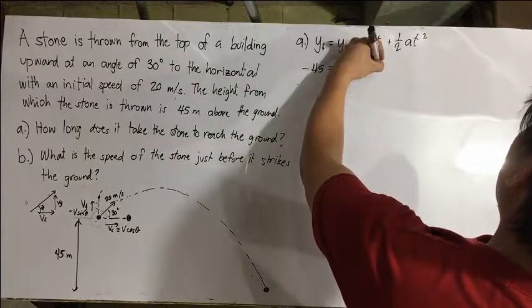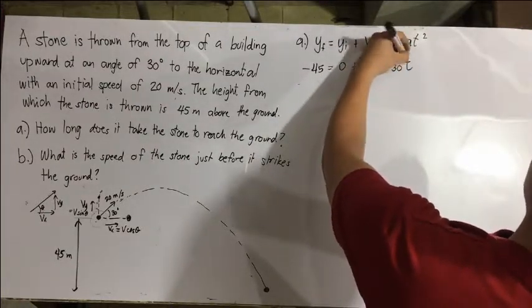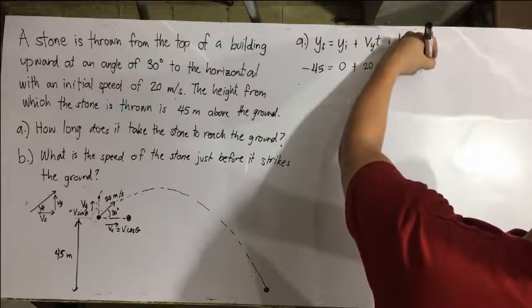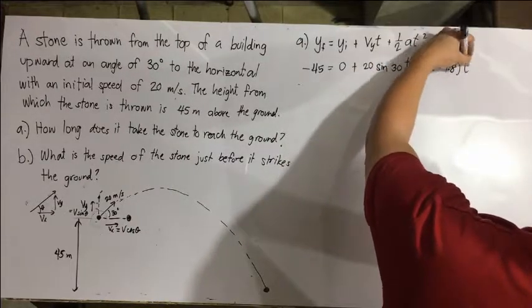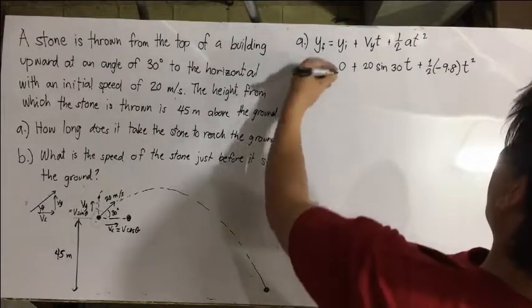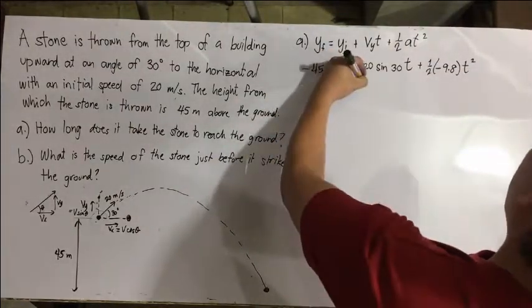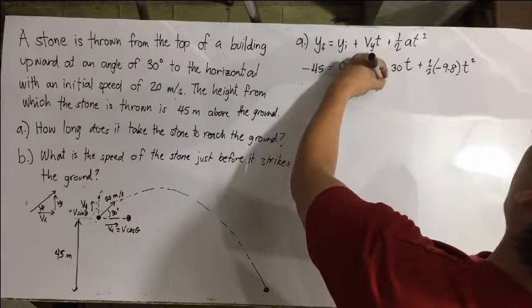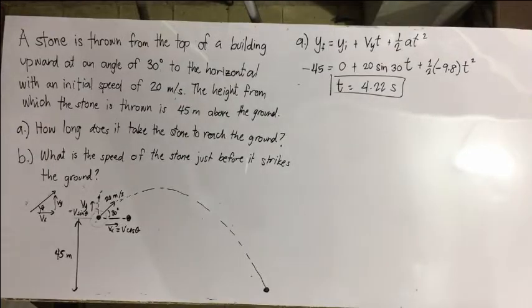plus 20 sine 30 t plus 1/2 times negative 9.8 t squared. So solving for t, when you use your calculators, you will find that t is equal to 4.22 seconds.